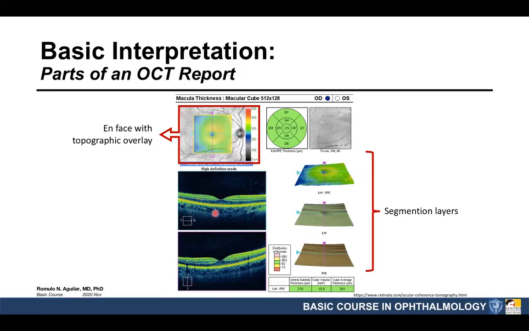You have two B scans. One B scan is a horizontal B scan. The other B scan is your vertical B scan. So by integrating both, you can have more or less a three-dimensional picture in your mind of what is happening to the macula or the fovea.